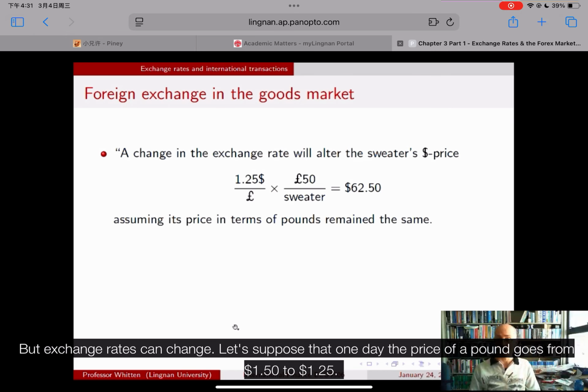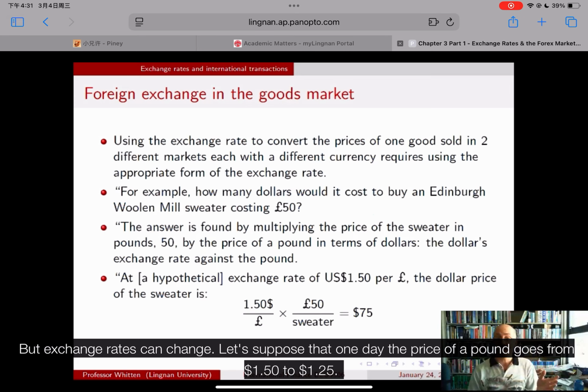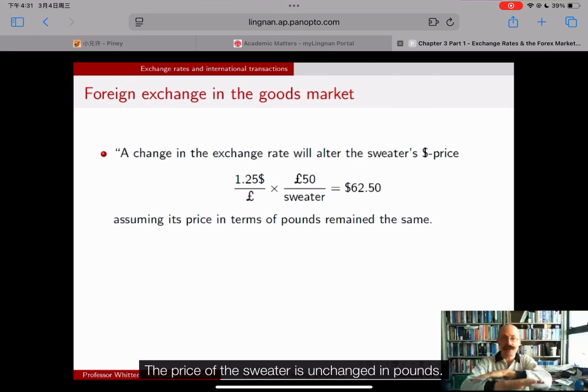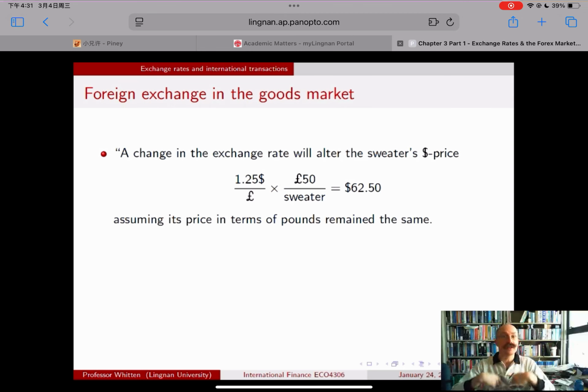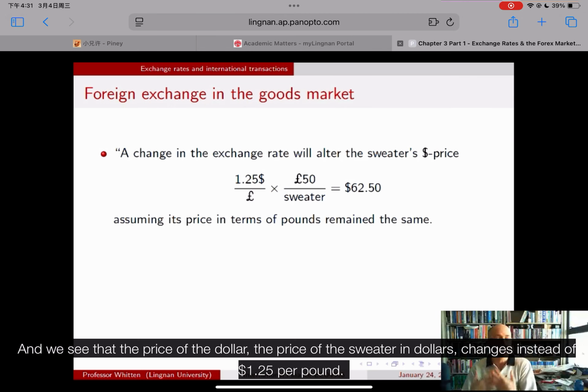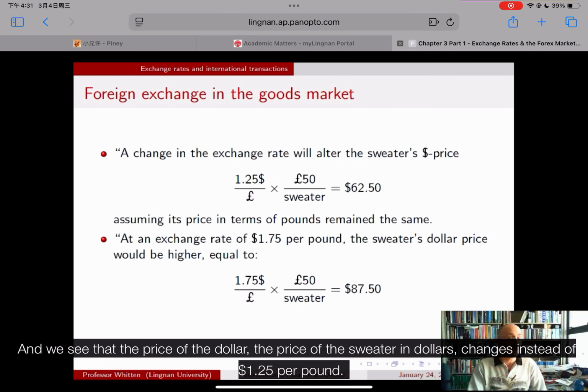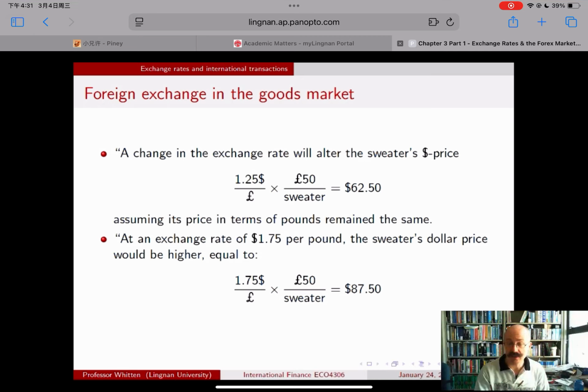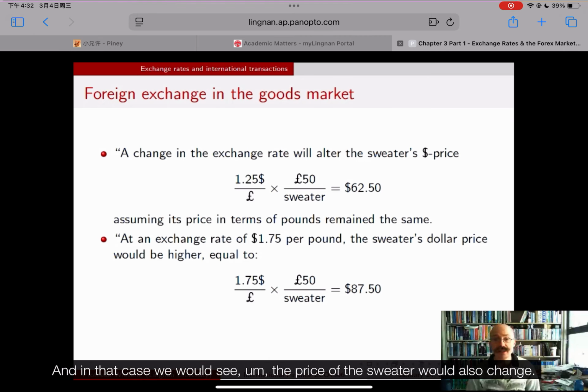But exchange rates can change. Let's suppose that one day the price of a pound goes from $1.50 to $1.25. The price of the sweater is unchanged in pounds, and we see that the price of the sweater in dollars changes. Instead of $1.25 per pound, the price of a pound might be $1.75. And in that case, we would see the price of the sweater would also change.